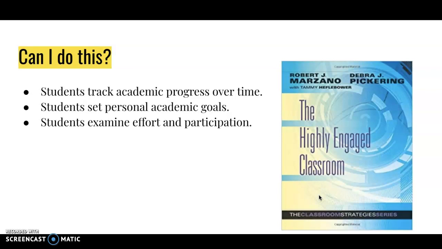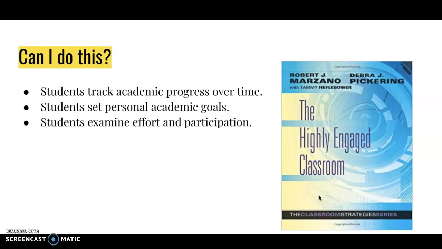But the last 2 questions, is this important and can I do this, mean the students are engaged in the lesson. So when I'm focusing on the question, can I do this, I'm really creating that student engagement in my classroom. And what Marzano and Pickering say is, in order to do this, you should allow students to track their academic progress over time, have them monitor their own goals and learning, and track their progress using a graph, or they give different examples of checklist style self-assessments as well.